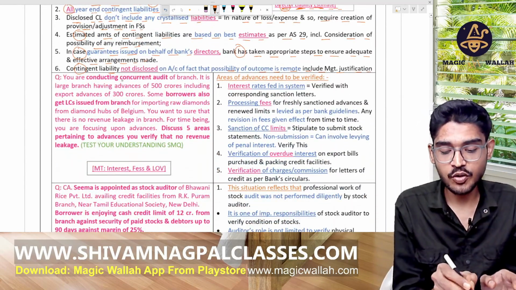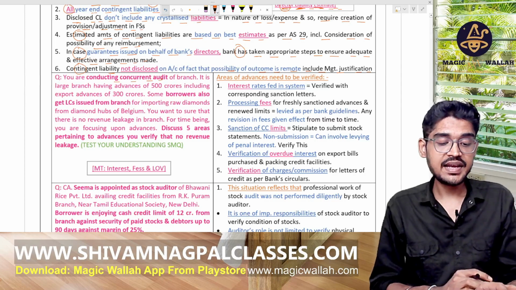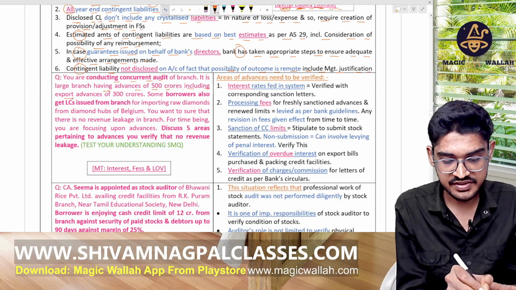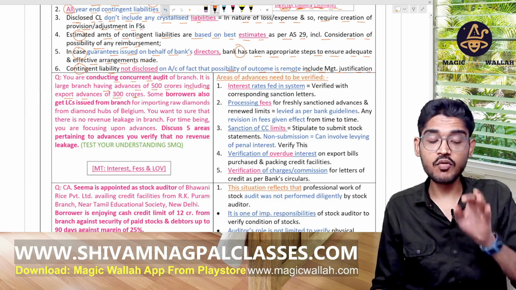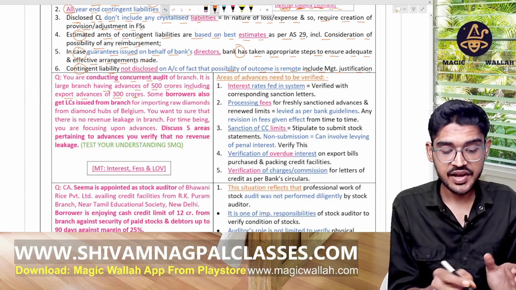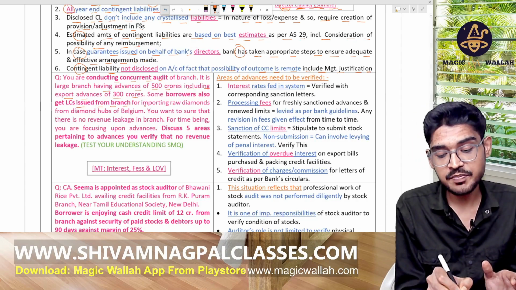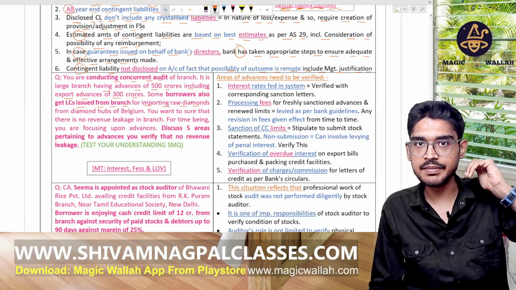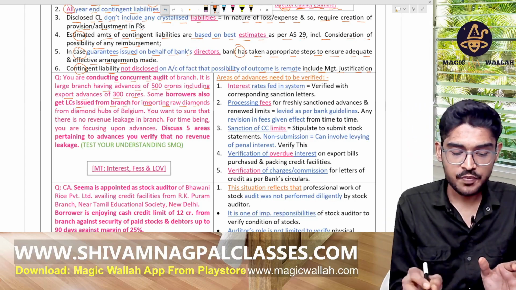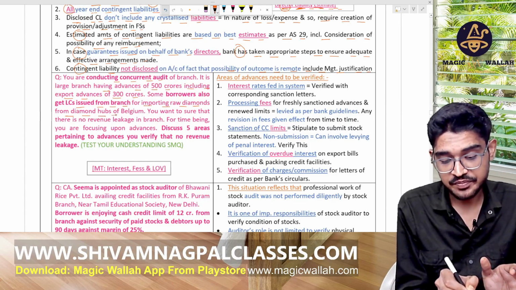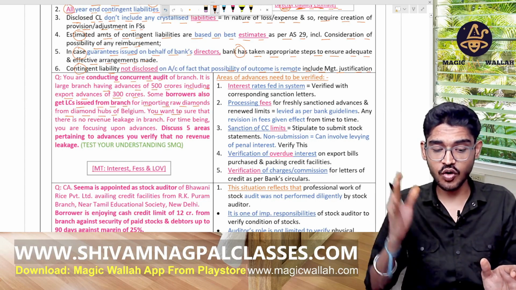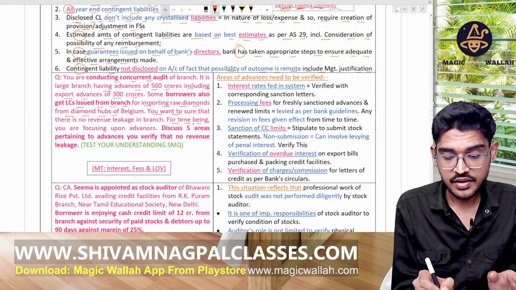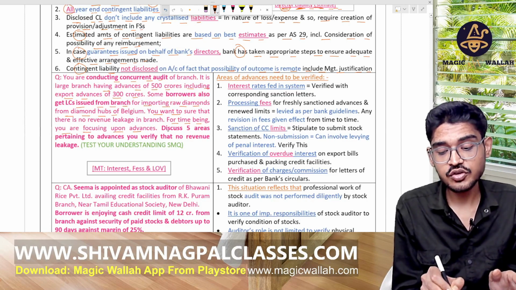You are conducting the concurrent audit of the branch. It is a large branch having advances of 500 CR, including export advances of 300 CR. Some borrowers have also got letters of credit issued from the branch for importing raw diamond. Okay, LC is given by the Indian bank to the foreign bank for the import by the importer in India, right? So from the diamond hubs of Belgium, you want to show that there is no revenue leakage in the bank branch. For being you are focusing upon the advances. So discuss the 5 areas.